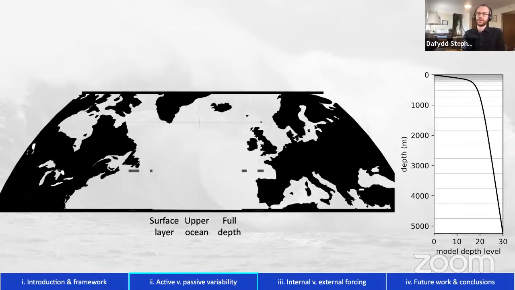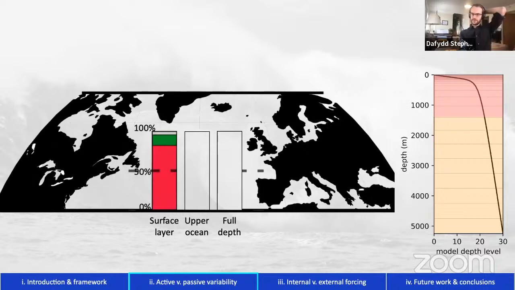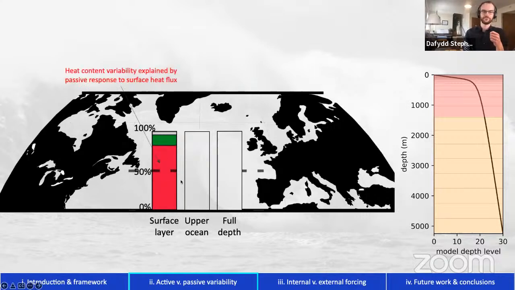So this is the region that we'll be looking at, and we're interested in heat content variability over 3 depth ranges, as I've said. So we're interested in the surface layer, or the top 10 meters, which effectively is just the top level of the model and corresponds to the sea surface temperature. And then we'll look at the upper ocean, or the top 1500 meters, and then the full water column in its entirety. And here's how the variability breaks down in heat content for each of those different depth ranges. In the surface layer, the overwhelming majority of the heat content variability is explained by the passive response to surface heat fluxes, that's shown here in red.